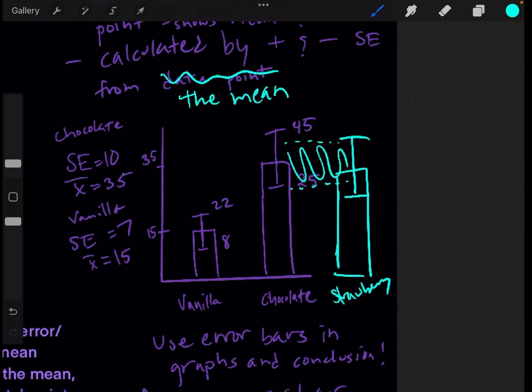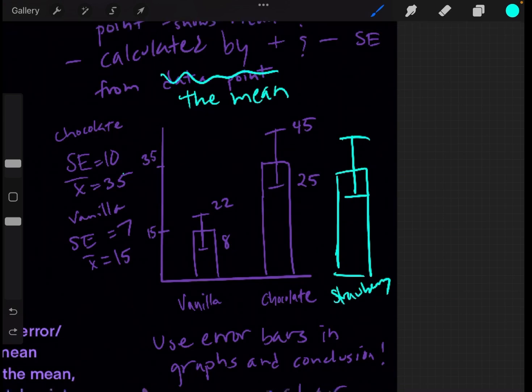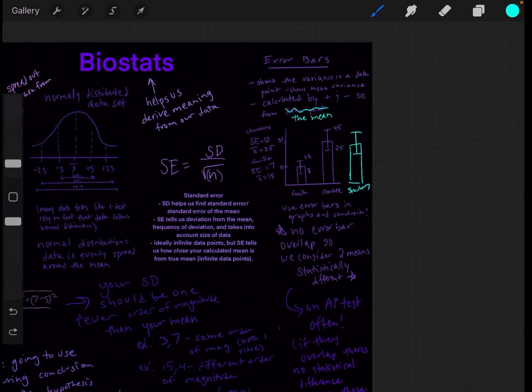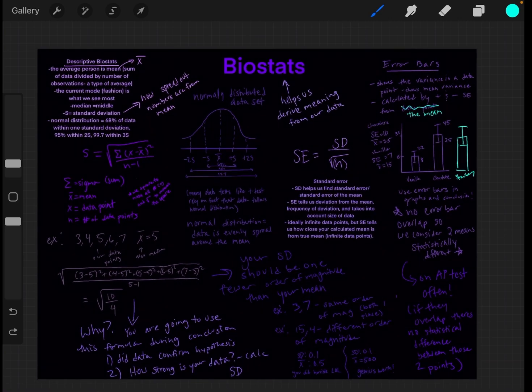So we have all this overlapping, and that tells us that if the I's, aka the error bars, overlap, our means are not statistically different. And that's a very important concept that you see tested a lot on the AP Bio test, especially on the AP Bio FRQs. So yeah, that's Biostatistics.